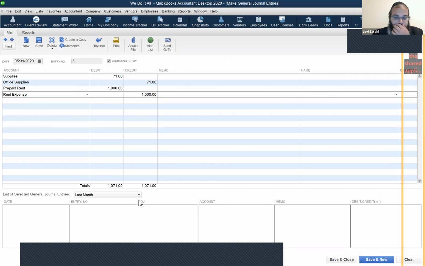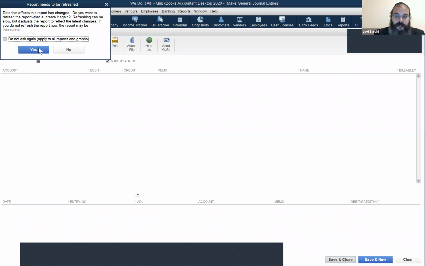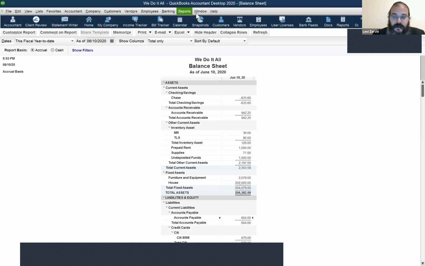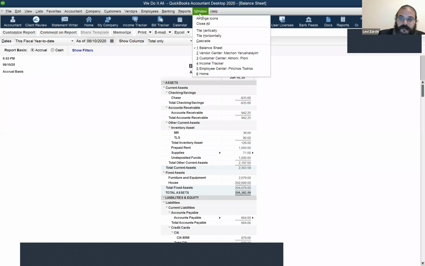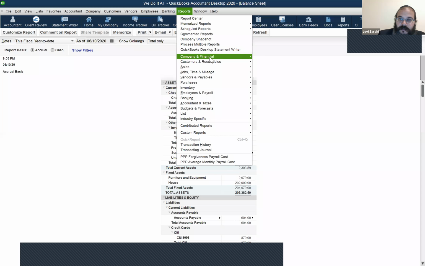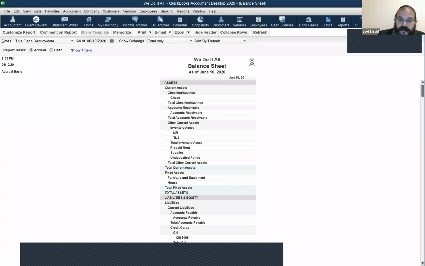So now I'm going to save and close. And let's look at our P&L. Okay, we're in the balance sheet. So let's see, the balance sheet shows we're at June 10. Here we go, prepaid rent $1,000 and supplies $71. It's right there. Yes, it works. Let's go for a second back to the P&L reports. Profit and loss standard as of today.